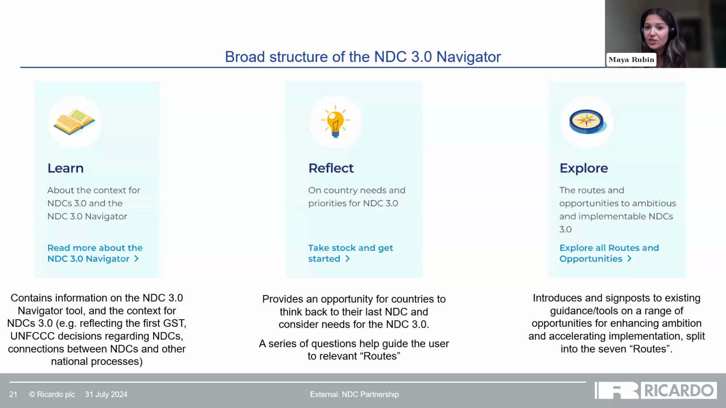The Reflect section then provides an opportunity for countries to think back to their last NDC and consider any new needs and priorities for the NDC 3.0. And there are a series of questions included to help guide the user towards those relevant routes that Sarah introduced earlier. The Explore section then introduces and signposts to existing guidance and tools on a range of opportunities for enhancing ambition and accelerating implementation, split into those 7 routes.